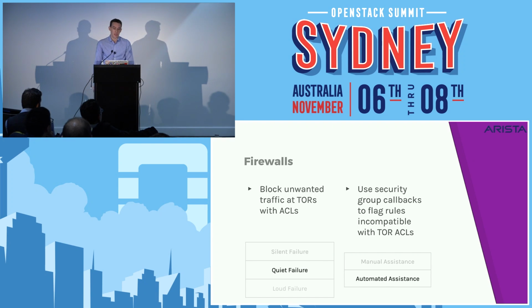A third example is with traffic control. If the network team only wants certain types of traffic entering their network, they can configure ACLs on the TORs that will block traffic they don't want. And so that the compute team is aware that they've done something that the networking team doesn't want, you can enable a Neutron plugin that will warn you when you apply a security group to a virtual port that's incompatible with the ACL that exists on the top of rack switch.